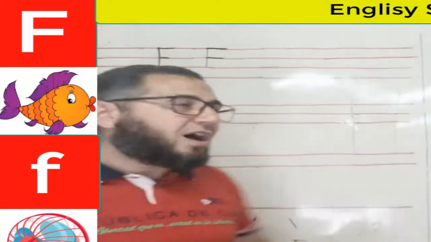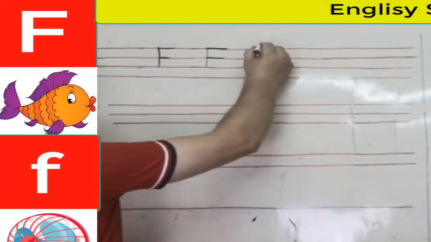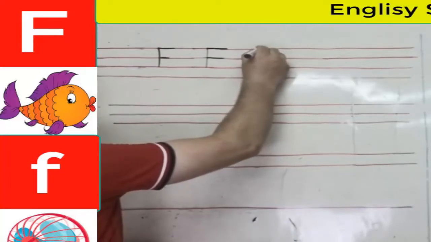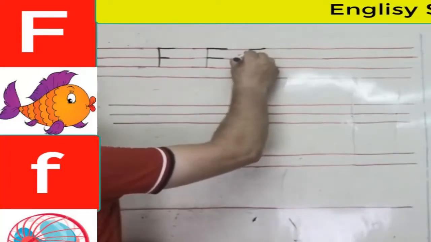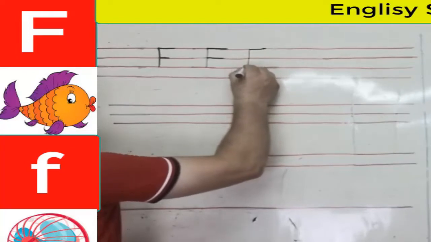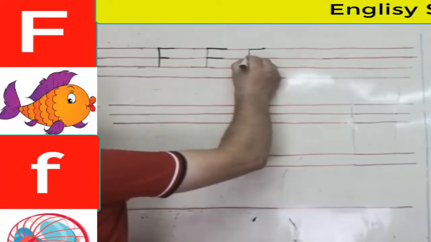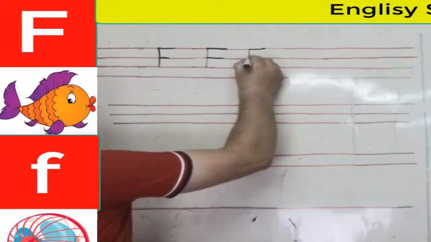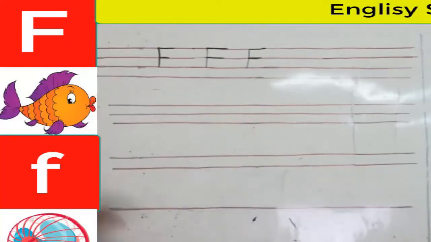And to make it easier for my child, I can write it like this. Here, go to the left. Then go straight down to the third line and make a sleeping line on the second line. It's F capital.